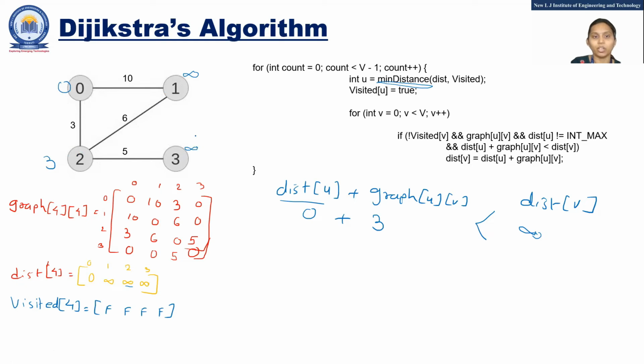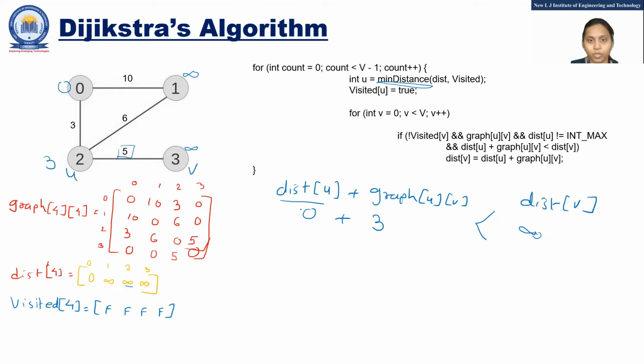Okay, now check again. Check the minimum distance. How many nodes are there which have the minimum distance and are still not visited? So you just have to check 10, 6 and 5, which is minimum 5. So now you have to check with the node 5. Now u is here and v is here. Okay, u is 2 and v is 3.